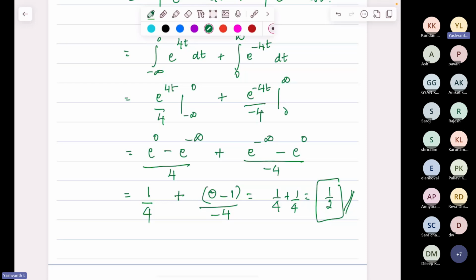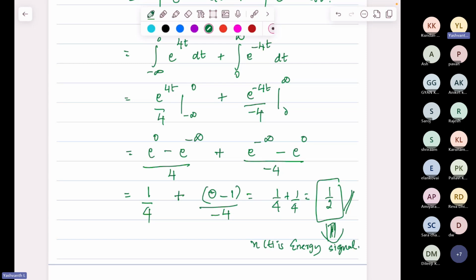Can anyone tell me whether it is an energy signal or not? Yes, sir, it is an energy signal because half is a finite number, right? So the energy of the signal is half, which is a finite number. So it is an energy signal. This implies that x of t is an energy signal.